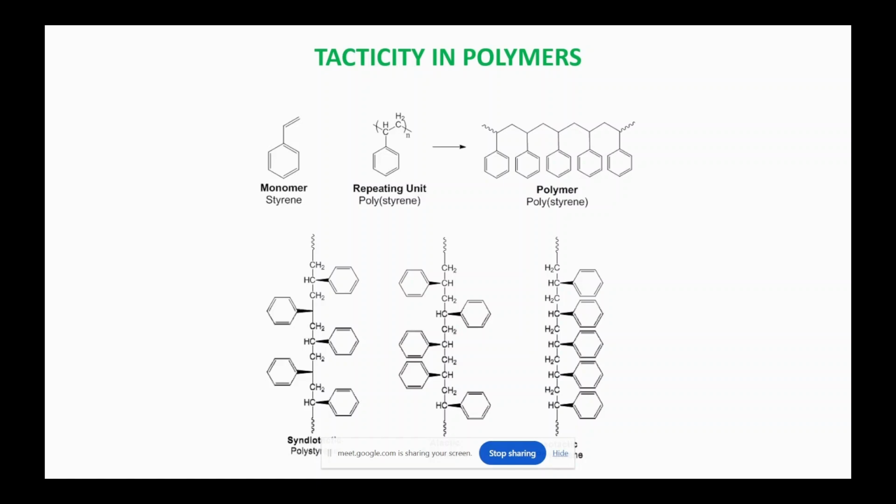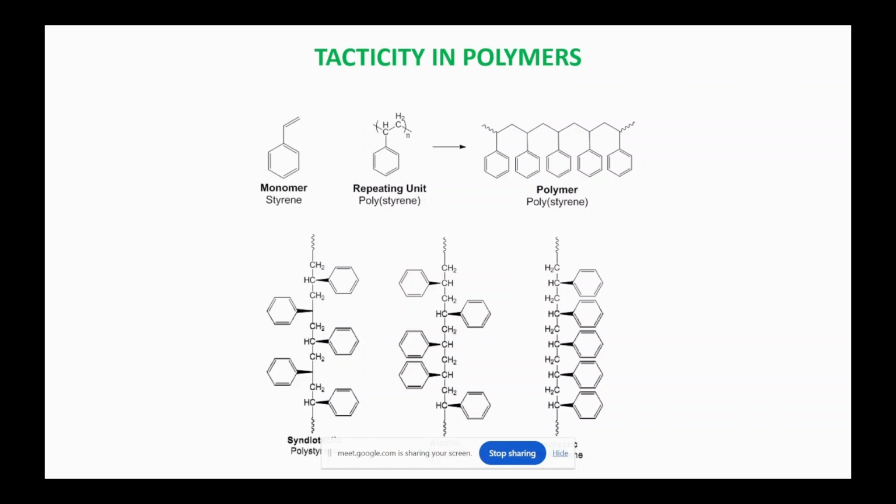Let me talk about tacticity first. Based on tacticity, the molecular structure will be different, and this will change the properties of the polymer.